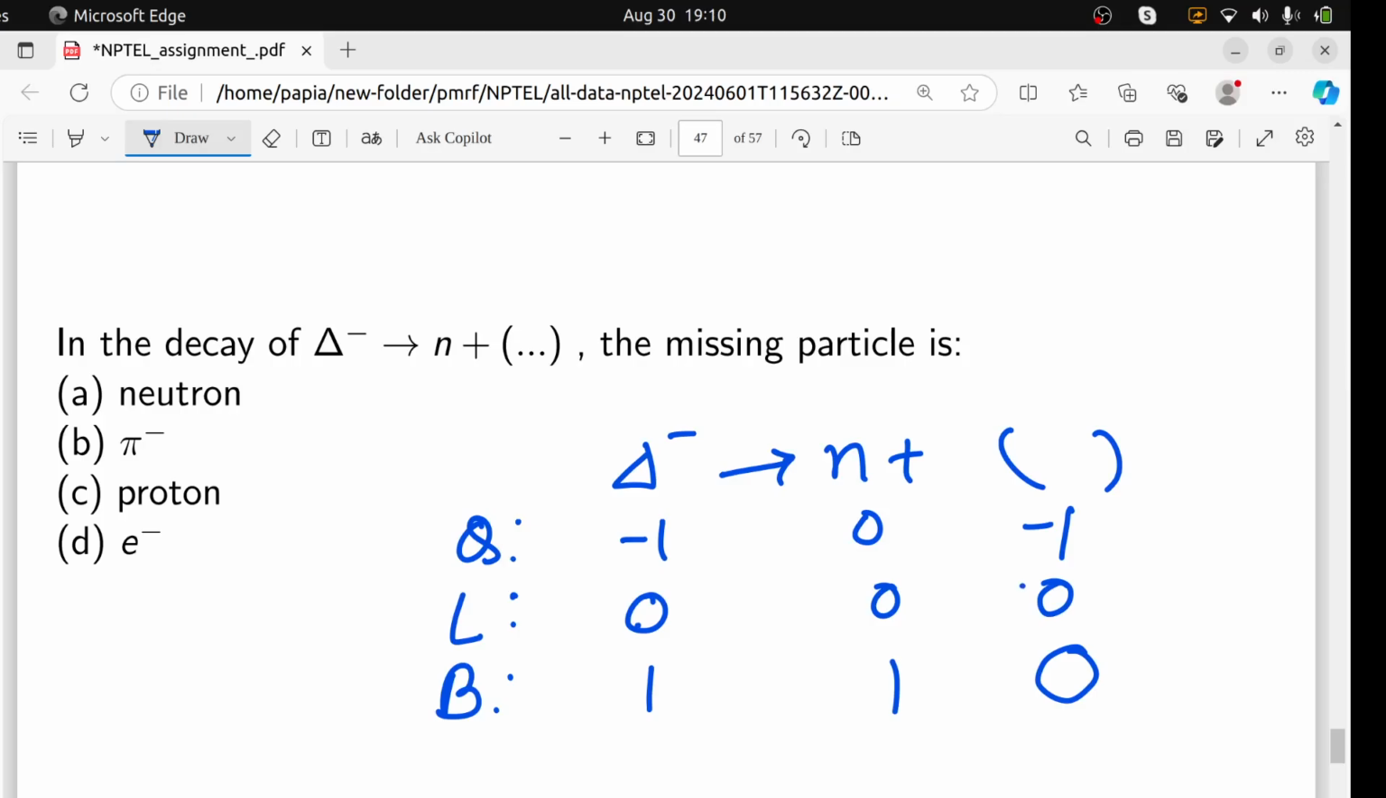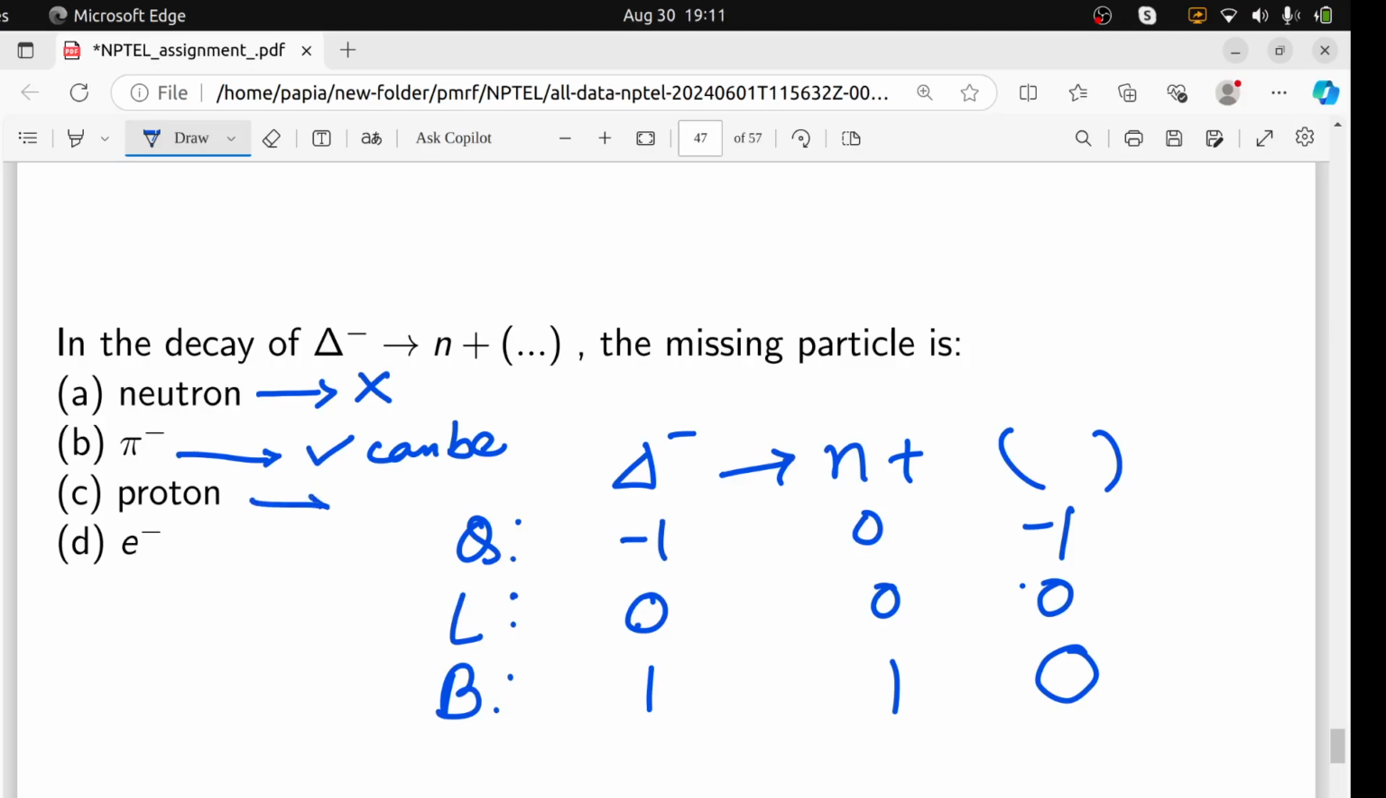So based upon these three conditions, can we conclude the particle's identity? Okay, let's check. Neutron does not have any electric charge, but they are telling that the electric charge of the missing particle should be minus 1, so it is not correct. Pi minus has electric charge minus 1, that is fine. It is not a lepton, that is also fine. It is not a baryon, that is also fine. So pi minus can be.